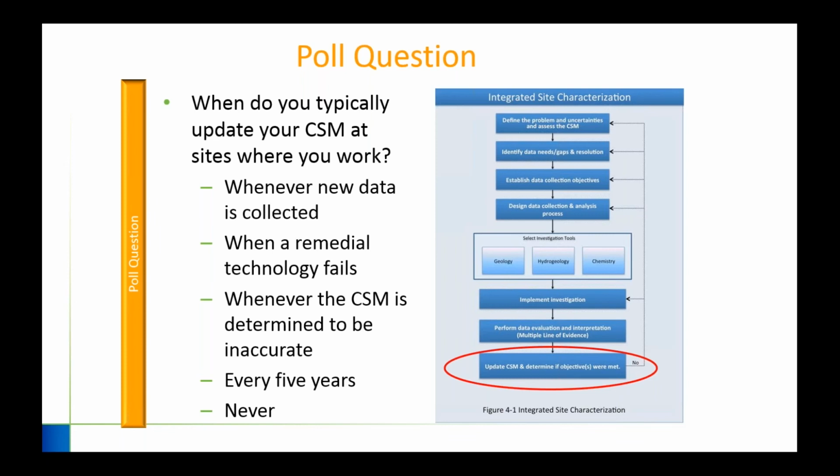Ideally, I think this is listed in order of preference. You want to at least check whether the new data makes sense with what you know about your site. This doesn't mean you have to produce a new conceptual site model report with every sample you collect, but you should be checking: is what we just learned consistent with what we thought? Of course, we have other answers that are probably common, but maybe not as favorable. When a technology fails or when you just know it's flat out wrong. And then the 5-year thing, of course, tied to 5-year reviews.